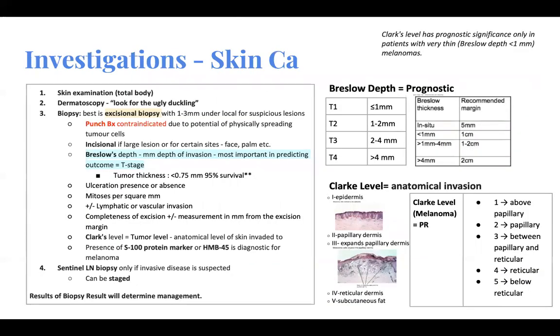In terms of investigations for skin cancer, always start with the top to toe skin exam and dermatoscopy for suspicious looking lesions. So basically looking through a microscope, and from there you determine which lesions to biopsy. The best type of biopsy is excisional biopsy. Important to remember, we try to avoid punch biopsies because of the risk of potentially spreading the tumor cells if it is malignant. From there, you can also consider sentinel lymph node biopsy if required. Listed here, the Breslow depth is more prognostic and the Clark level is more anatomical.